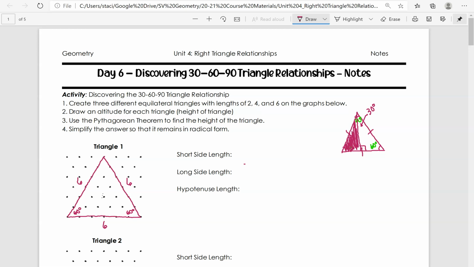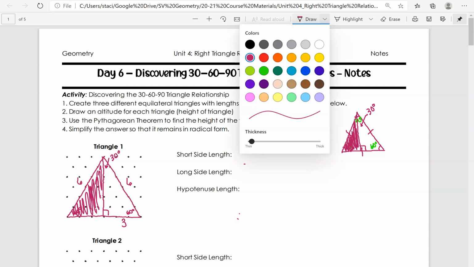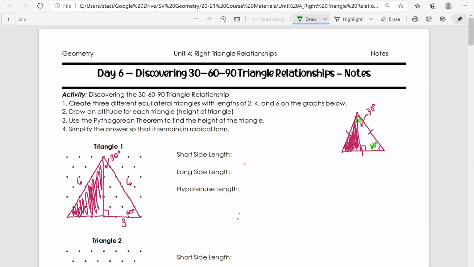Since we're going to explore 30, 60, 90 triangles, we are going to draw our height in. When we draw our height in, we're going to ignore one whole side, so we can either cross it off or erase it if you're writing with a pencil. Now when I draw the height in, this is a 90-degree angle. When I look at the side of the bottom, I can see that my side length is now 3. And this is where my 30-degree angle is. So the question you're going to ask yourself is, what is the length of the height?